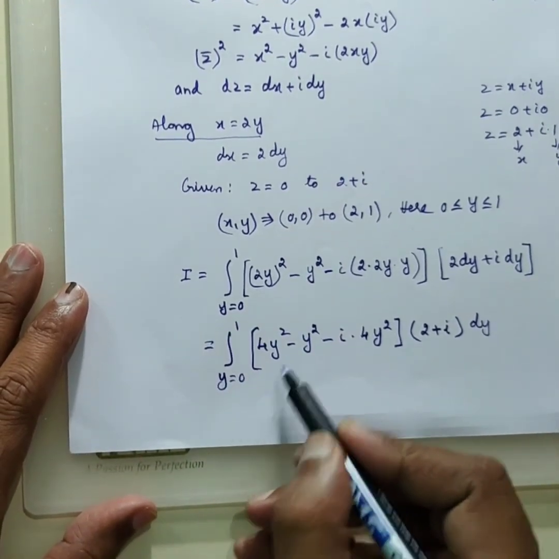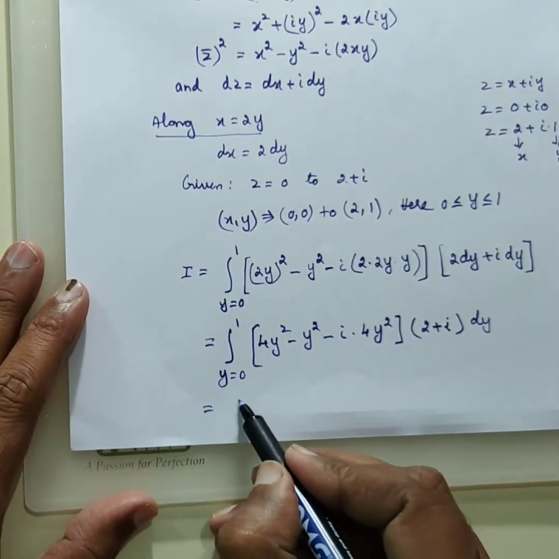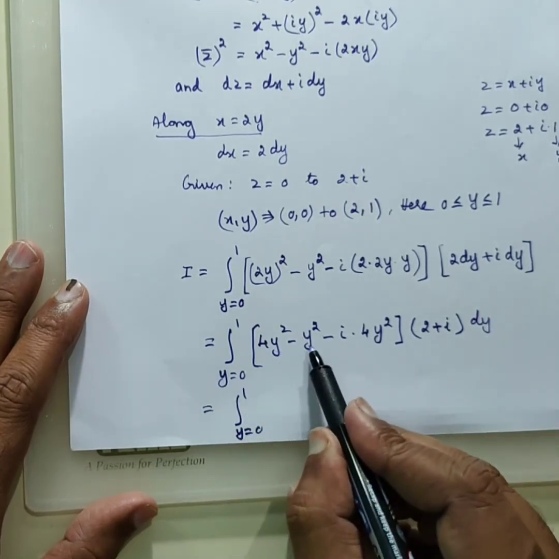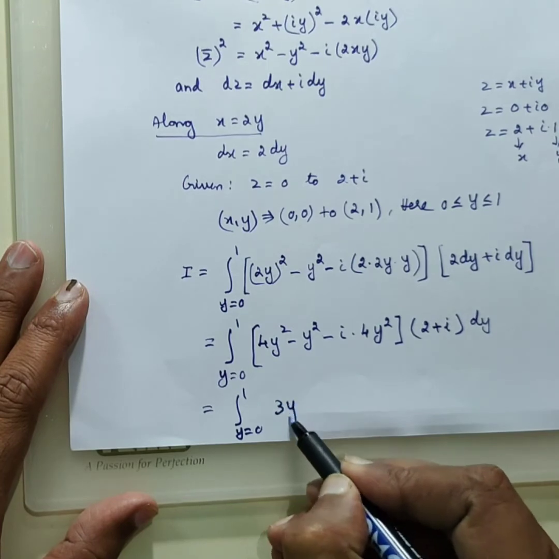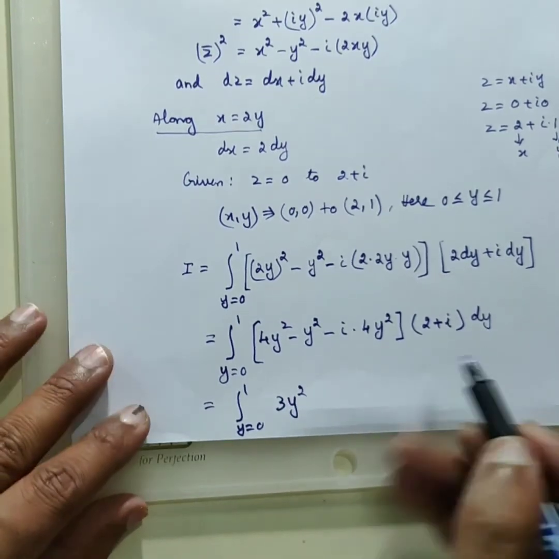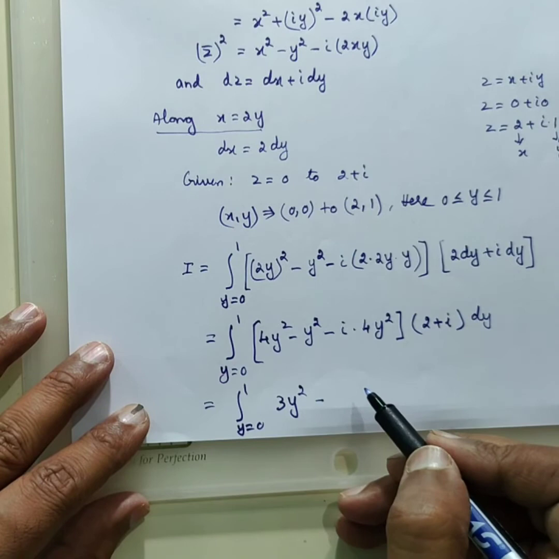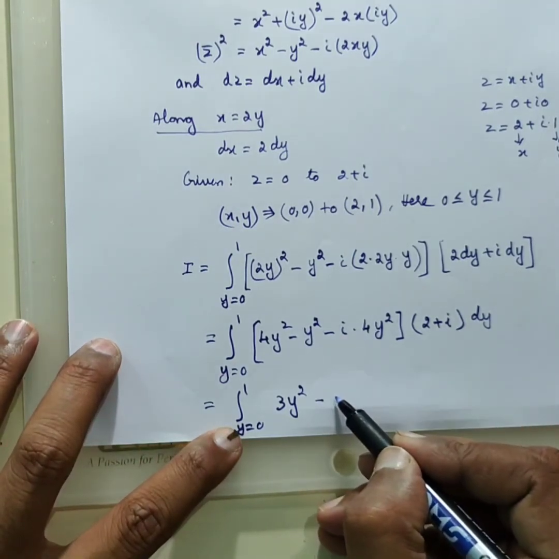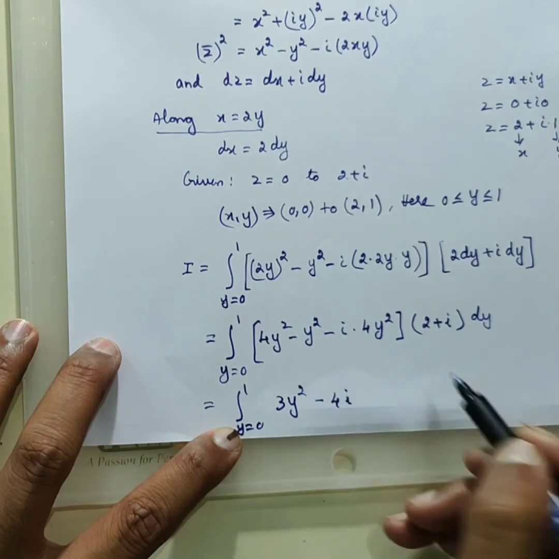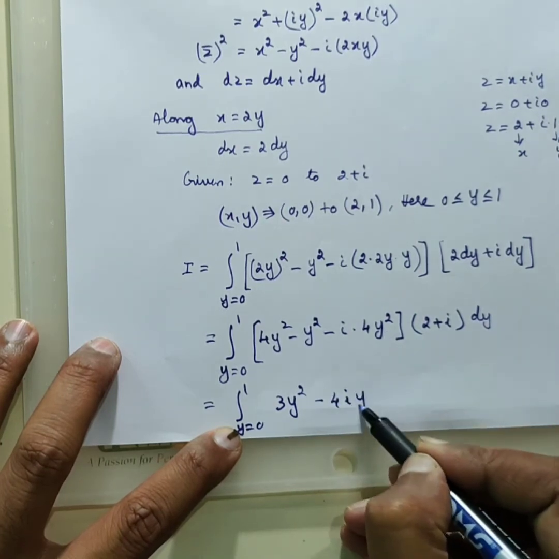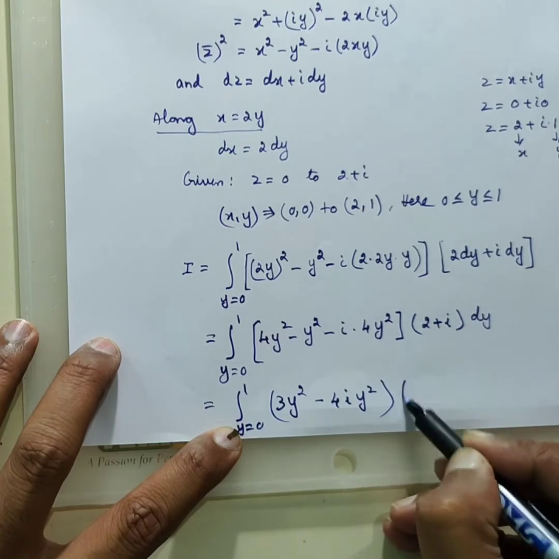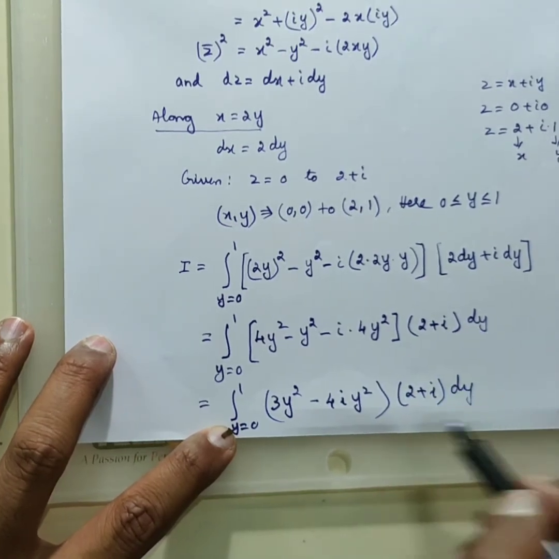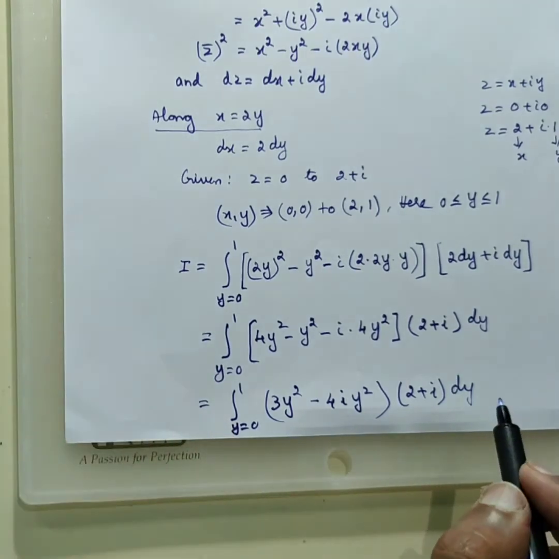Or further, if you simplify this expression, you have the integral y from 0 to 1 of 4y² minus y², which is 3y², minus this value, which is 4i, right? So it is 4i times y² into this value, 2 plus i, times dy.